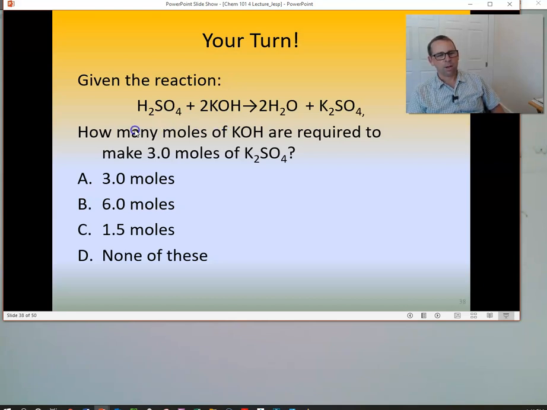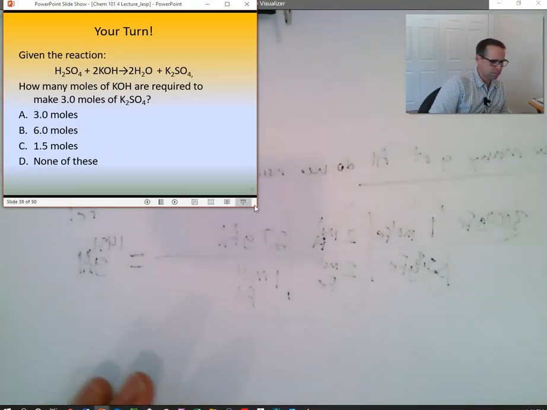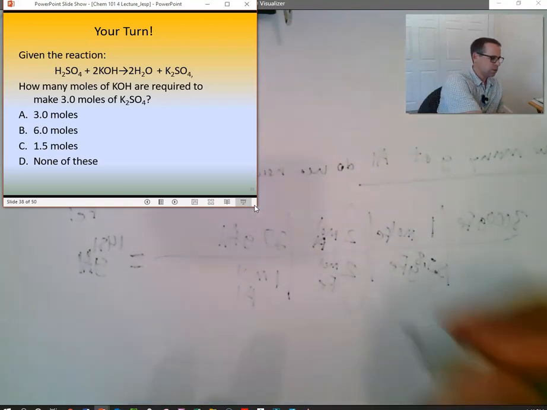Potassium hydroxide. So how many moles of potassium hydroxide are required to make 3 moles of, what's this compound called? Potassium. Okay. So yeah, I know it's a polyatomic ion. Sulfate. Very good. Potassium sulfate. Excellent. Let's just do a quick little review on potassium sulfate. K2SO4.